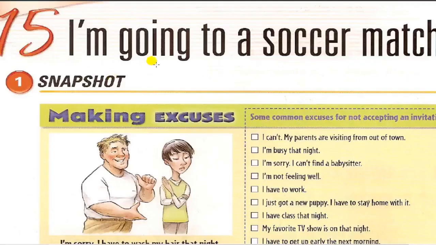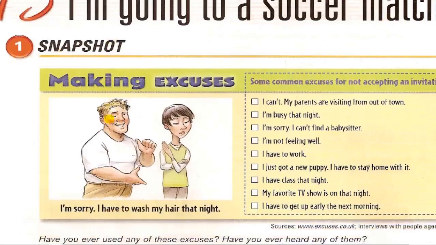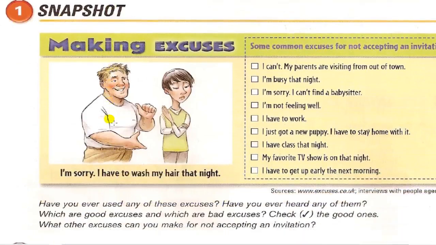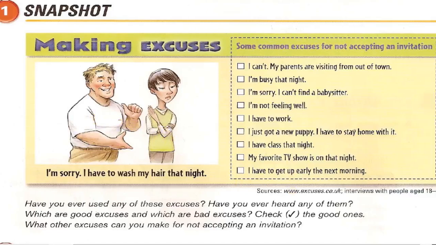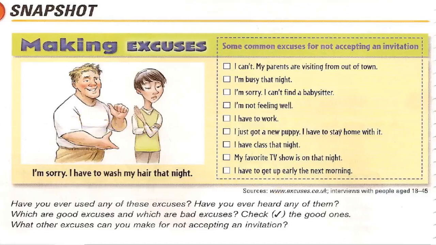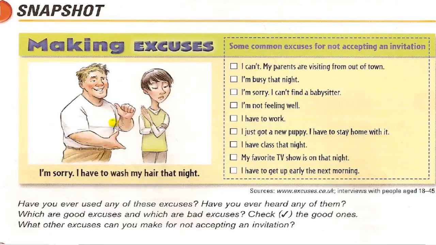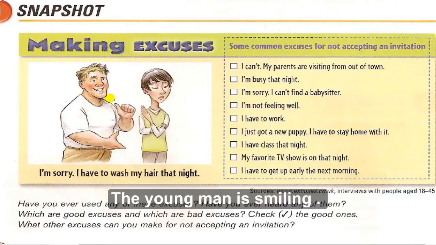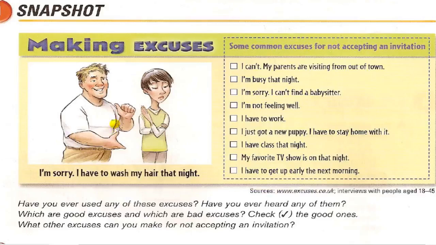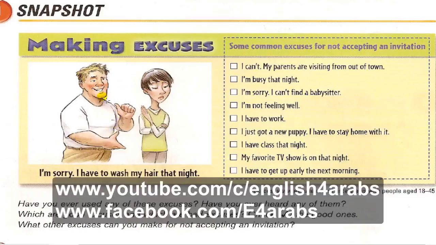Unit 15. I'm going to a soccer match. 1. Snapshot. Look at the picture. What do you see? A young man and a young lady. The man is smiling. The young lady is angry. She's making what? Like he would like to shake hands. So he's asking for an invitation and she refuses his invitation.